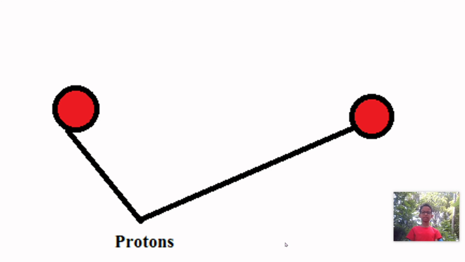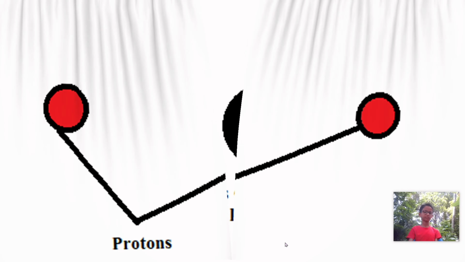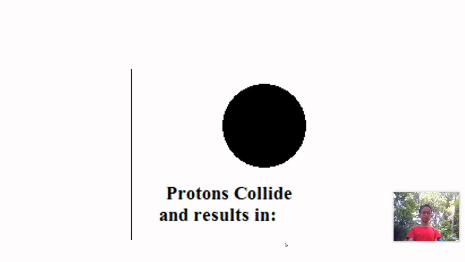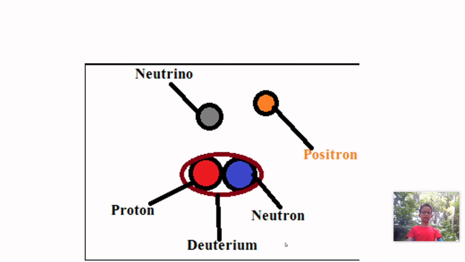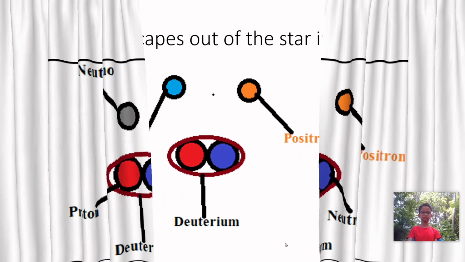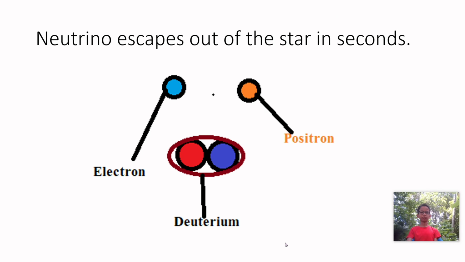Inside a star, there are two protons. The protons collide with each other and result in a nucleus of deuterium, a neutrino, and a positron. The deuterium nucleus contains a proton and a neutron. The neutrino escapes out of the star in seconds.